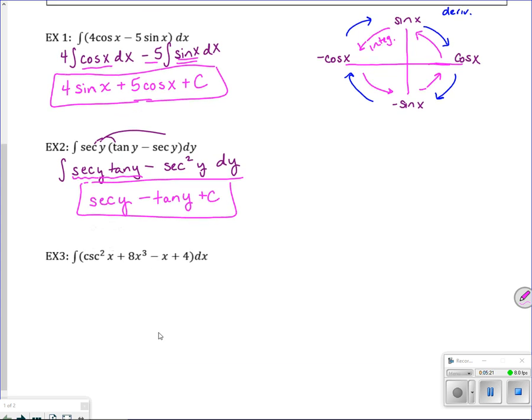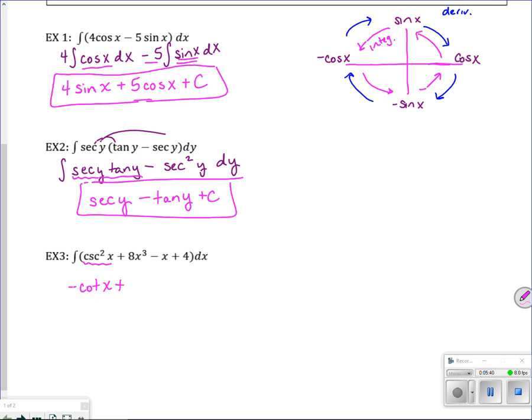And I can, of course, combine trig and non-trig. That's okay. So again, I'm just kind of going down the line. I'm going to go straight to the answer on this one. Who has a derivative of cosecant squared? That's going to be negative cotangent.